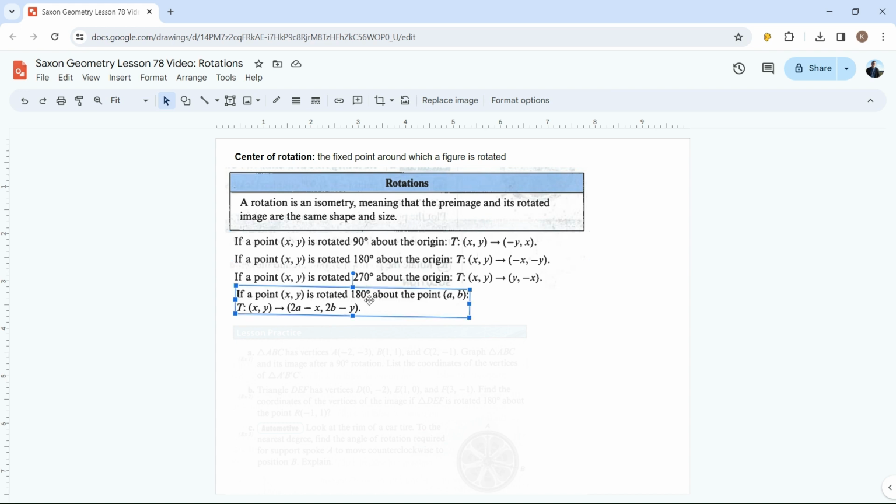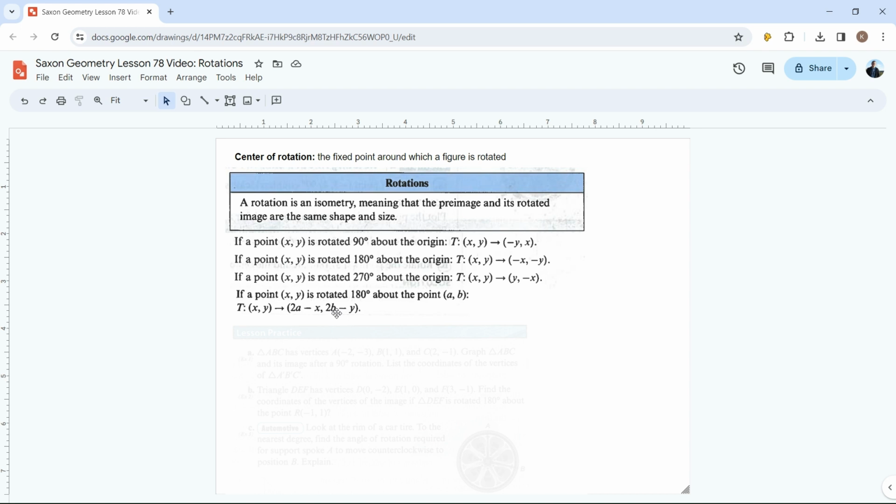Then we have this last one. If a point (x, y) is rotated 180 degrees about a point (a, b), oh, hey, if it's a 180 degree rotation, we have a transformation equation that will let us rotate around a point other than the origin. Only if we're rotating 180 degrees, though, can we use this formula. So we have this special formula. Now notice what happens. We just do 2 times whatever the center rotation point's x coordinate is, 2a minus x, and then 2 times whatever b is minus y.